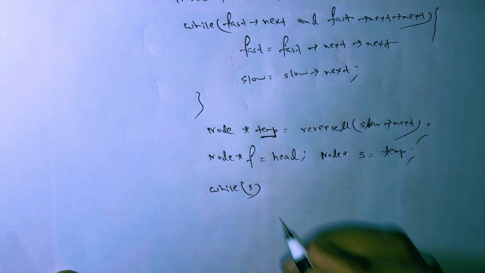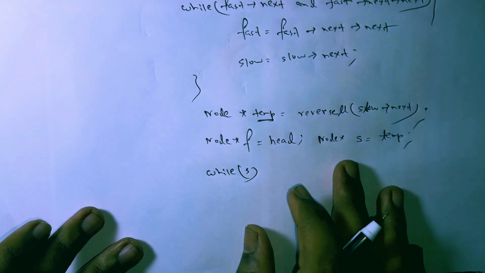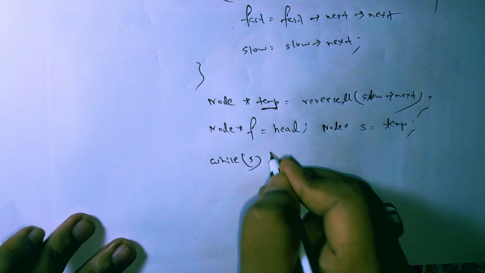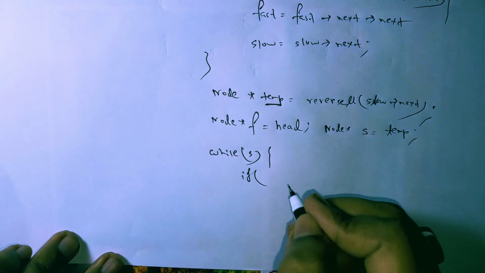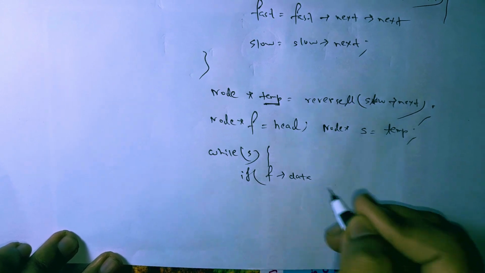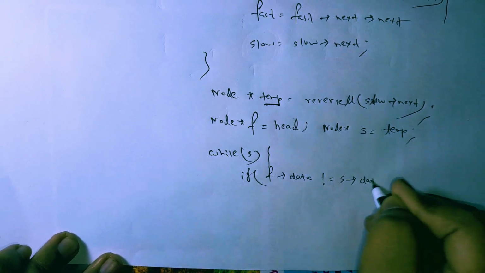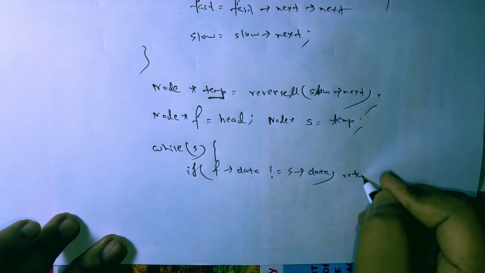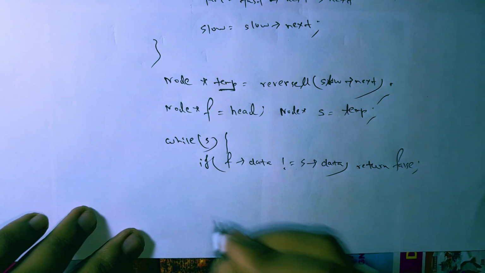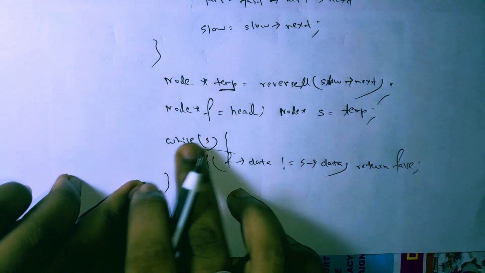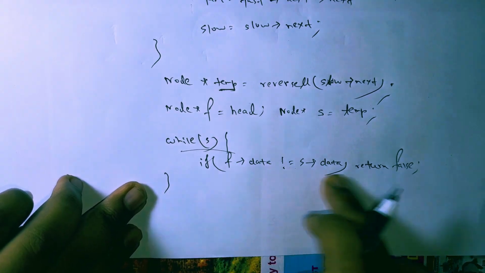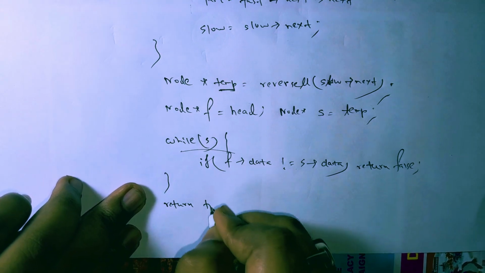So I will check the second condition: while my second pointer is not equal to null, I will check each and every data and compare them like this. If first data is not equal to s dot data, I will simply return false. I will not check further. If my while loop continues and breaks without finding any mismatch, then I will simply return true.